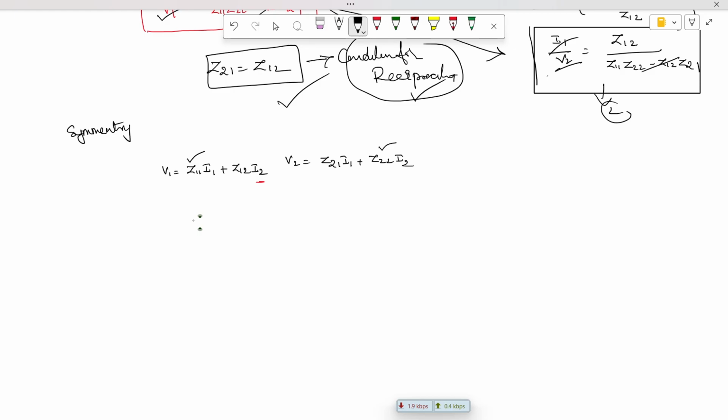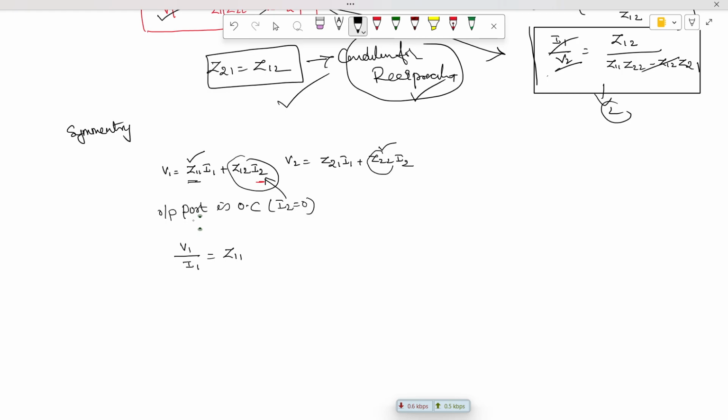Here I want Z11, so this term should not be there. So what I'm going to do is make the output port open circuited. The meaning is I2 is 0 now. You substitute I2 equal to 0 in this expression, and automatically the input voltage to the input current ratio V1 by I1 is Z11.